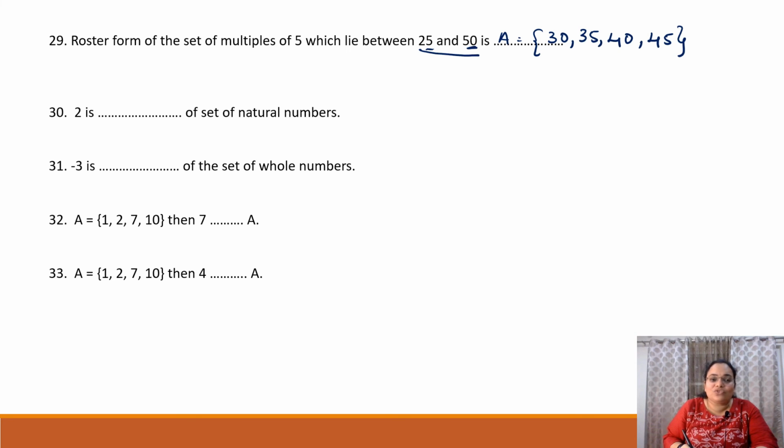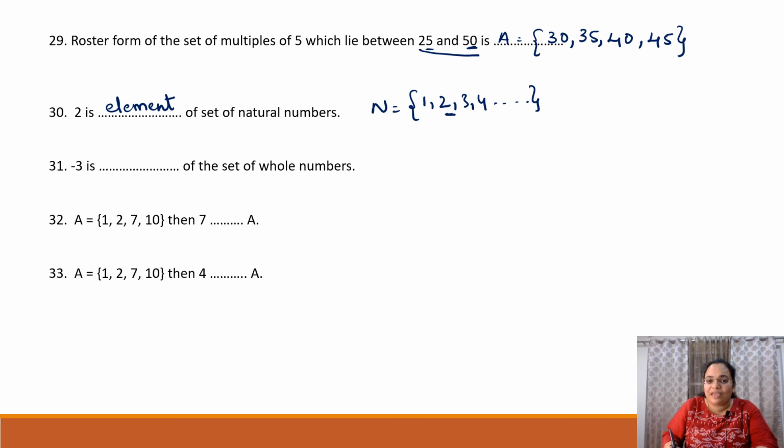The next one is 2 dash set of natural numbers. 2 is an element, right? We have 2 in the set of natural numbers. So what is the set of natural numbers? They are 1, 2, 3, 4, and so on, right? 2 is an element of the set of natural numbers.